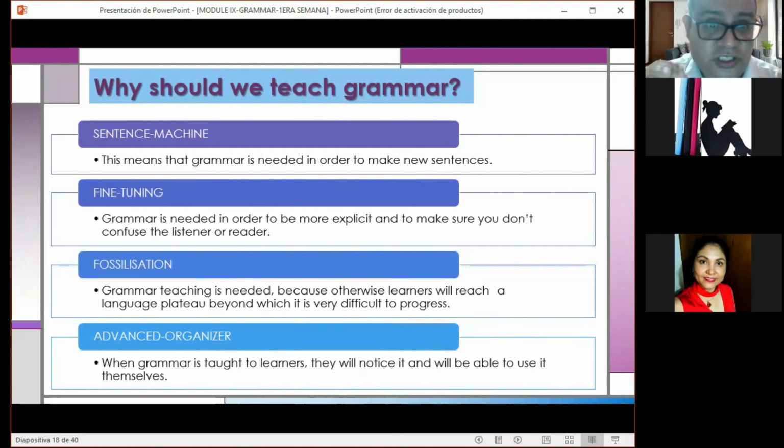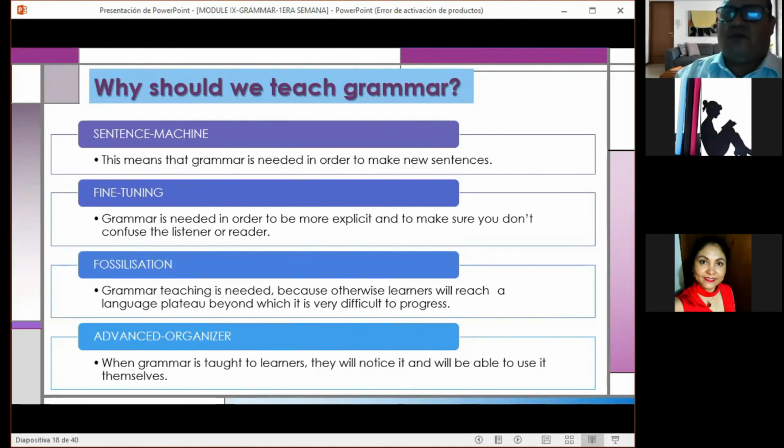That's why we should teach grammar to our students, to correct those mistakes, and in that way our students can improve the management of the language, the accuracy of the language, and they can progress. That's why here it says they will reach a language plateau. Plateau is like a platform, and it's very difficult to progress. This is called fossilization. Remember, it's a repeated mistake, and it can block the improvement of the language, the management of the language.